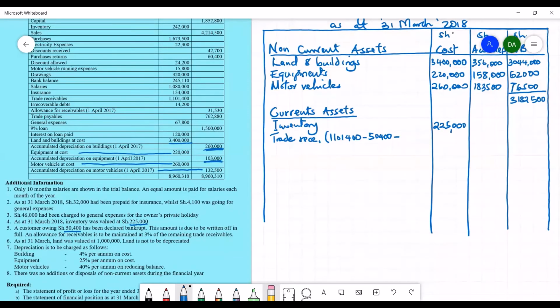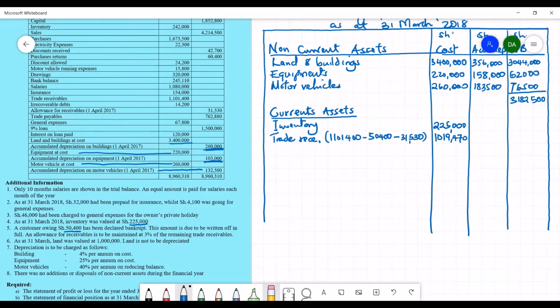Also subtract the debts which are not recoverable. Subtract the provision for bad debts at the end of the period. We determine that the provision for bad debts at the end of the period is 31,530. And if you do that, then you'll find that the total of this is 1,019,470.